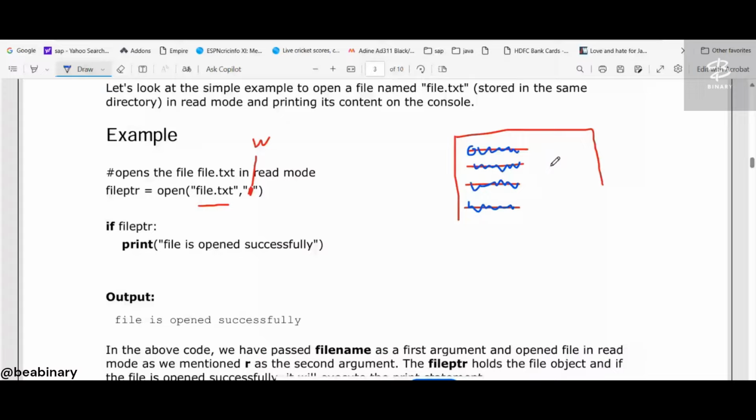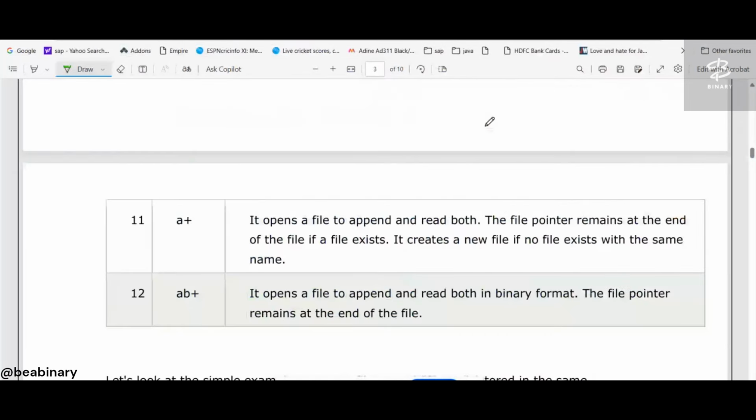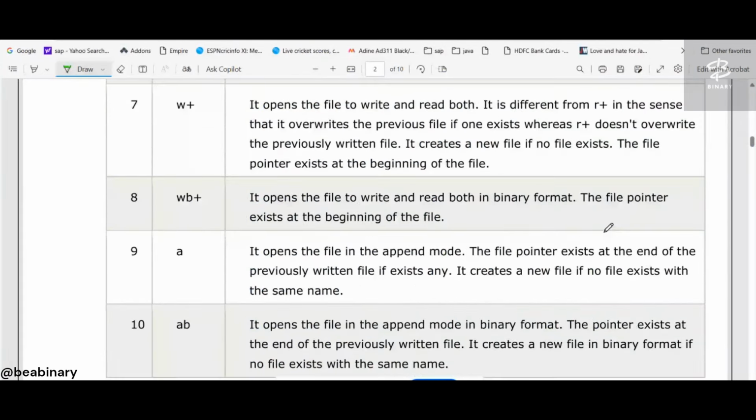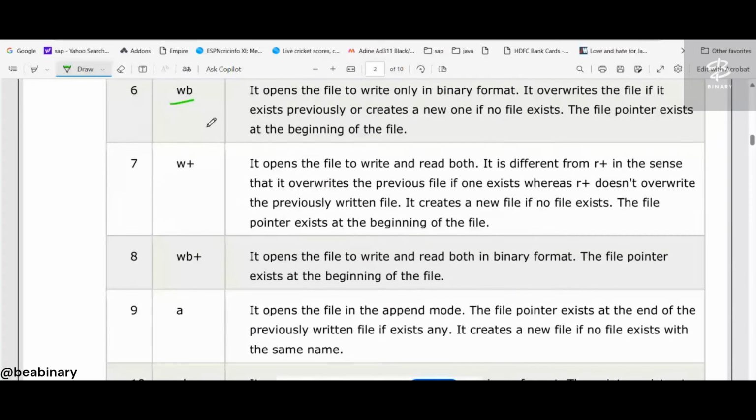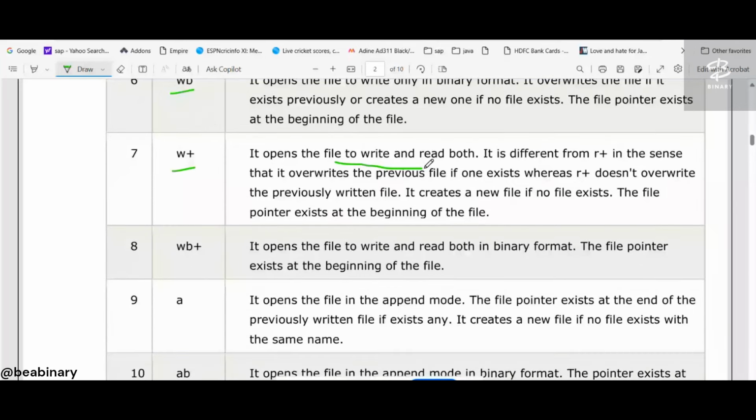ये बात समझ आई? Moving on, there is another mode called W plus. It opens the file to read and write both, and it differs from R plus in the sense that it overwrites the previous file if one exists, whereas R plus does not overwrite the previously written file. It creates a new file if no file exists. The file pointer exists at the beginning of the file. So there is a basic difference between R plus and W plus, and again WB plus for binary.